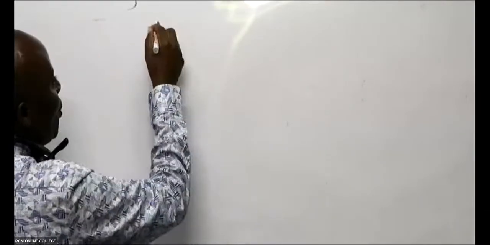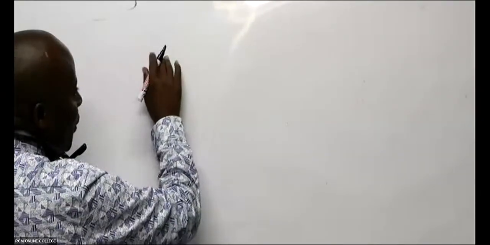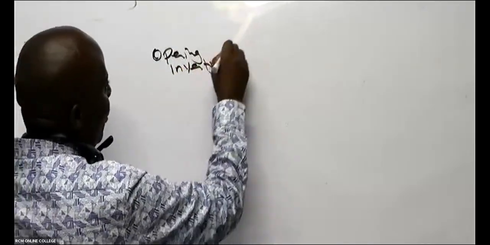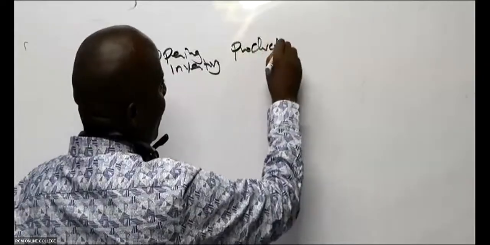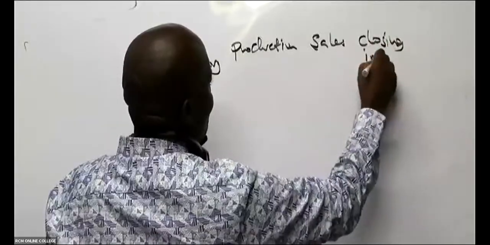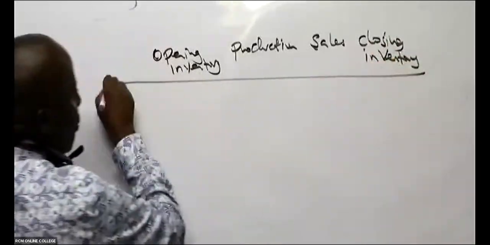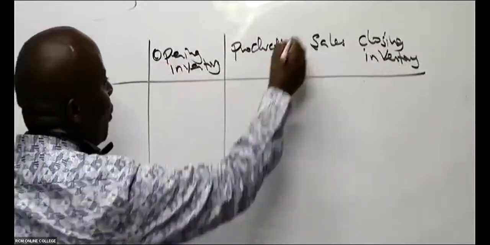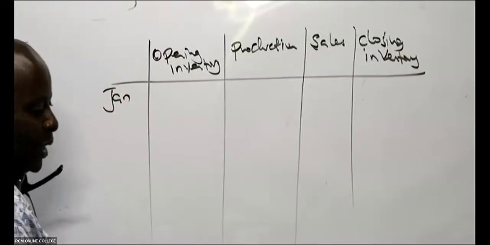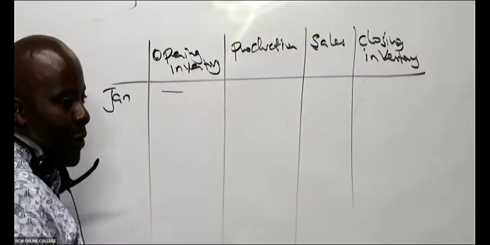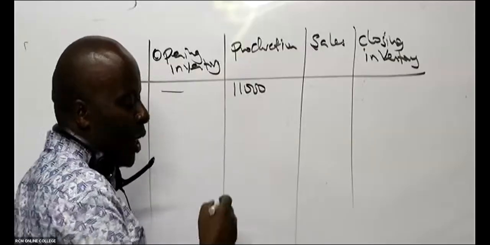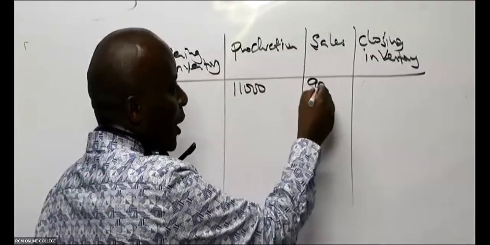So we have here inventory. It's very important for you to get inventories. So we have here opening inventory, we have production, we have sales, then we have closing inventory. So we start with the month of January. I can see evidently that there wasn't any opening inventory. In January, we did produce 11,000. Is that okay? And then we sold how many from the question? So then how many were left as closing?